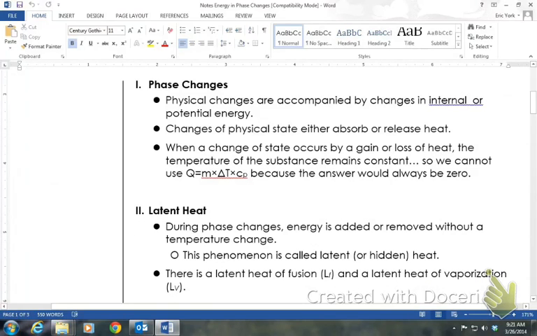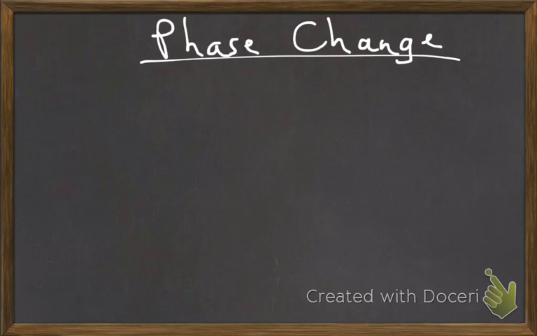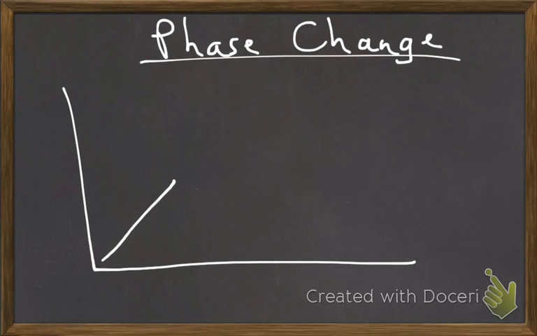Now keep in mind that for these notes we're looking at phase changes. A phase change is anytime we go from a solid to a liquid to a gas, or from a gas to a liquid to a solid. So if we were to draw a phase change diagram, we have temperature over here, our reaction is going this way, and as we raise the temperature, it starts to level off.